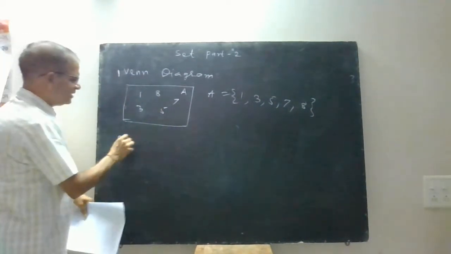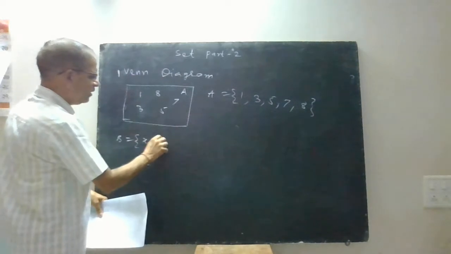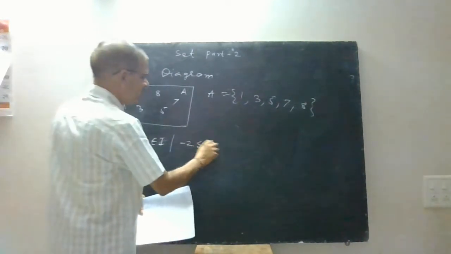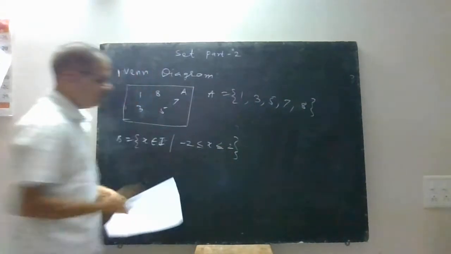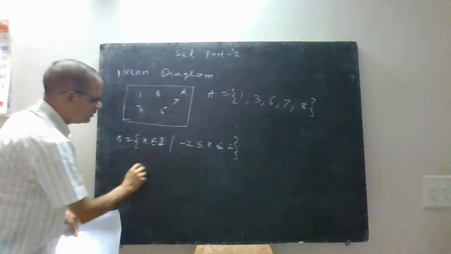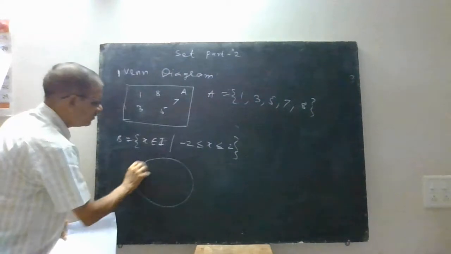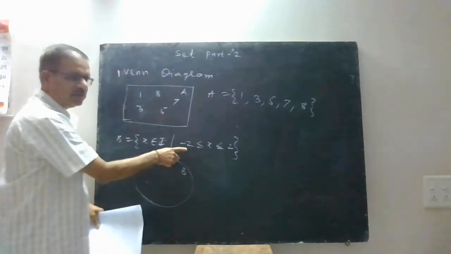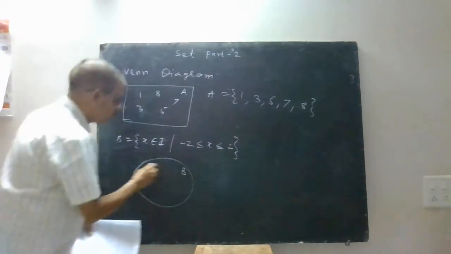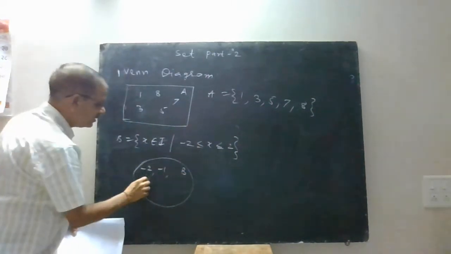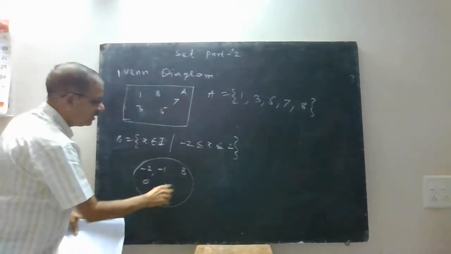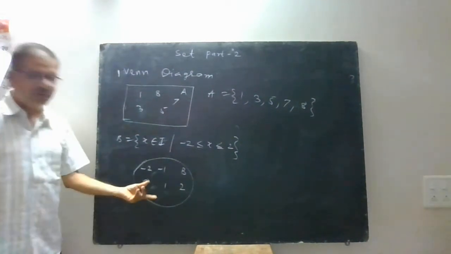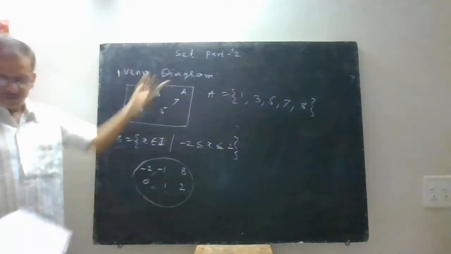Also suppose there is a set {x belongs to I such that -2 ≤ x ≤ 2}. Now if this is the set, suppose this is your set B, in which the elements are -2, -1, 0, 1 and 2. So these are the 5 elements in this set. So this is what we call representation of a set using a Venn diagram.